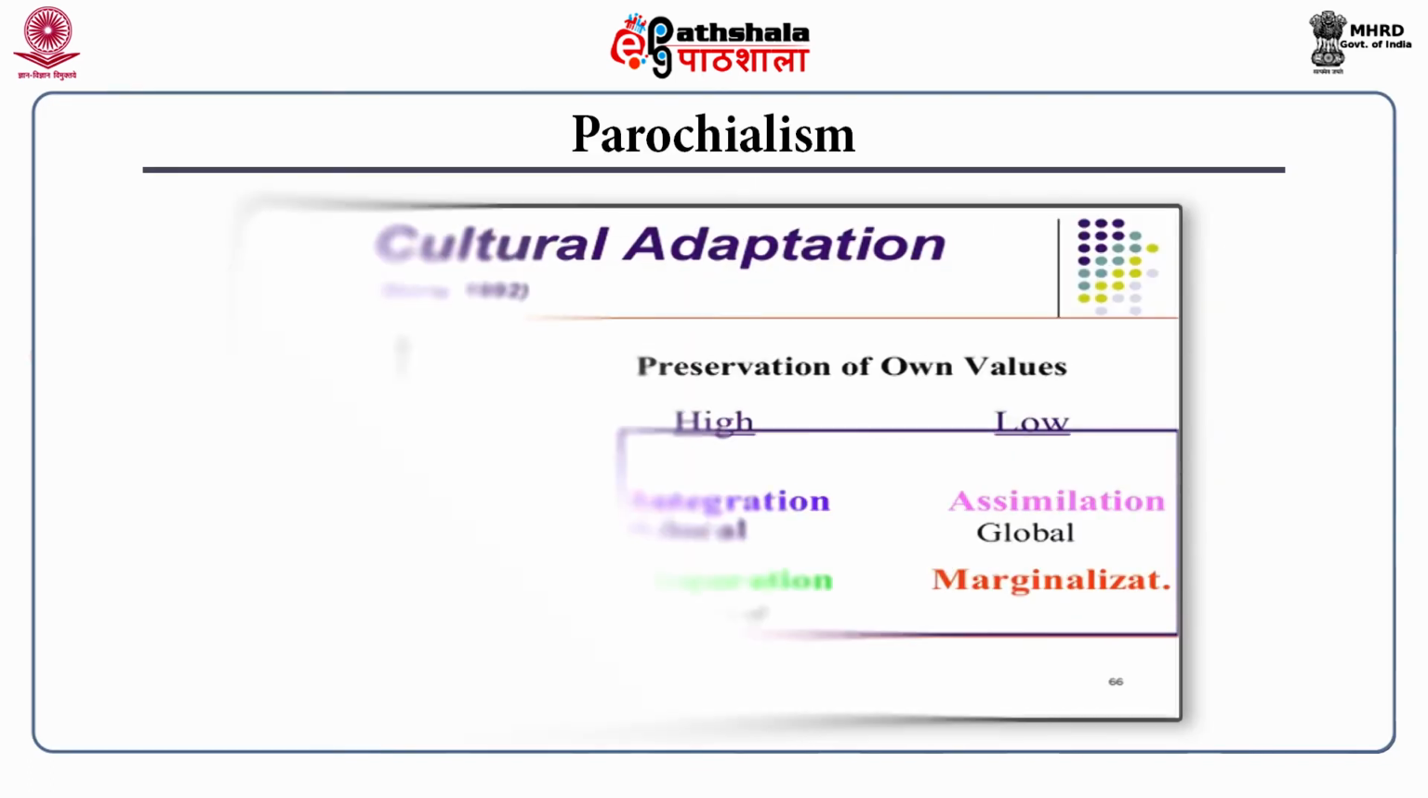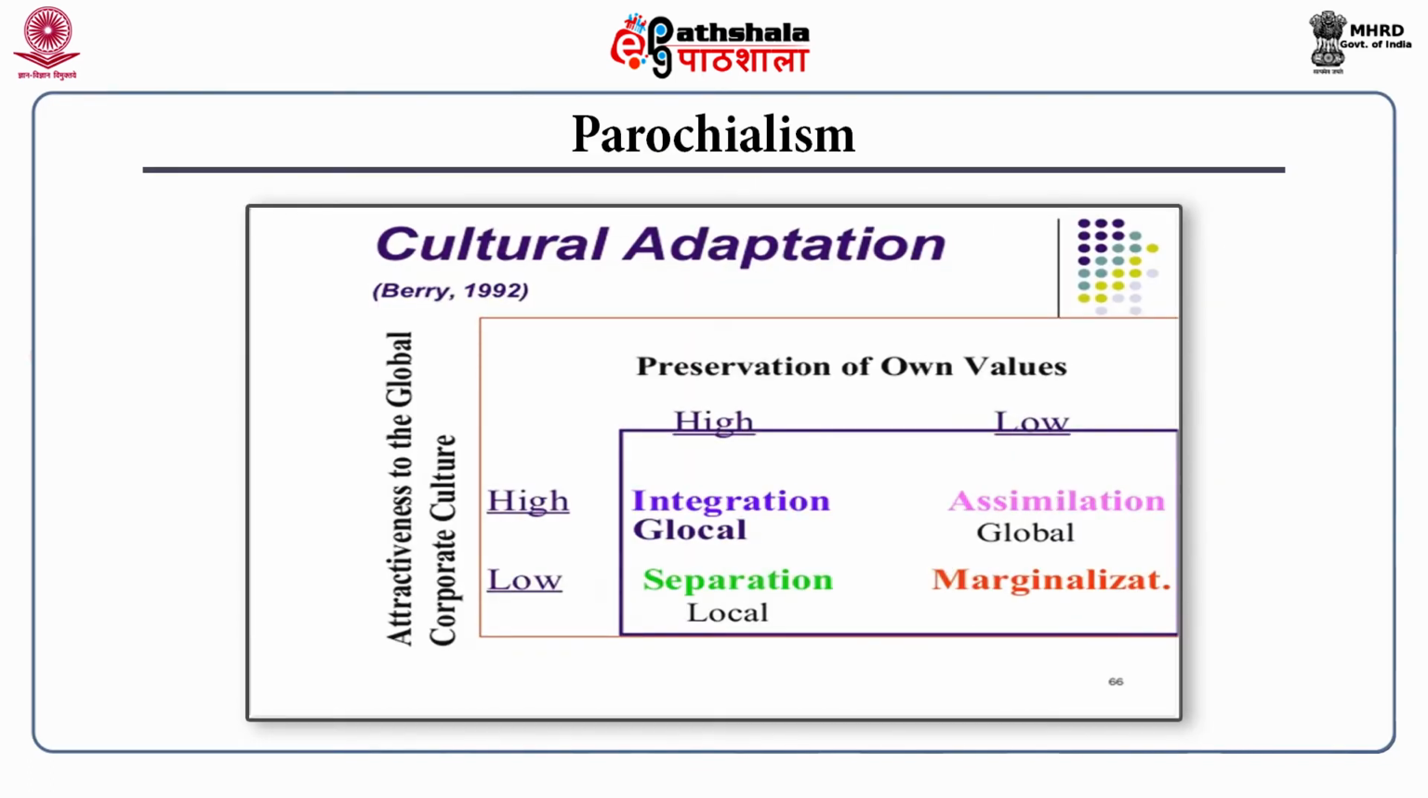In the model on cultural adaptation given by Berry in 1992, the diagram displays two axes. On the x-axis, we have preservation of own values. On the y-axis, we have attractiveness towards the global corporate culture. In the first dimension, separation, which is called local, we have low attractiveness towards the global culture and we have high preservation of our own values.